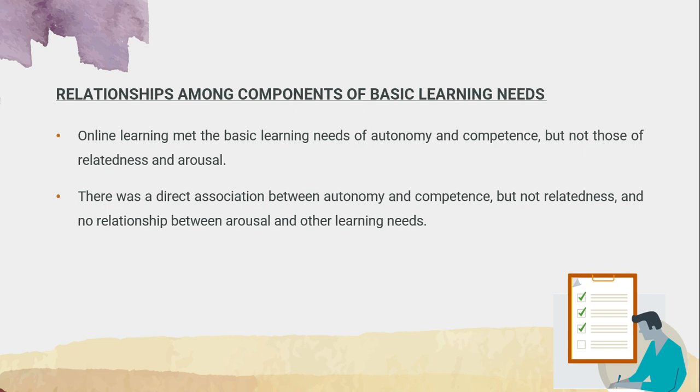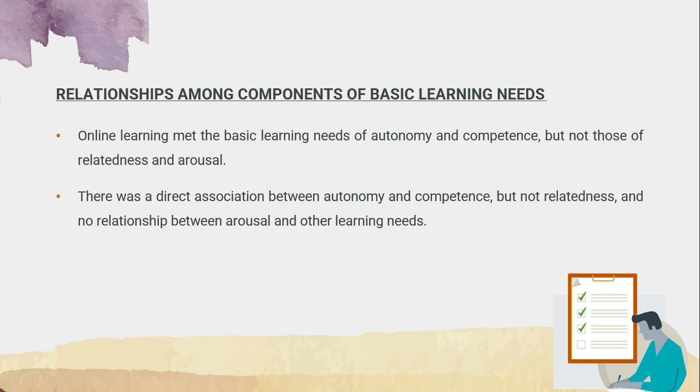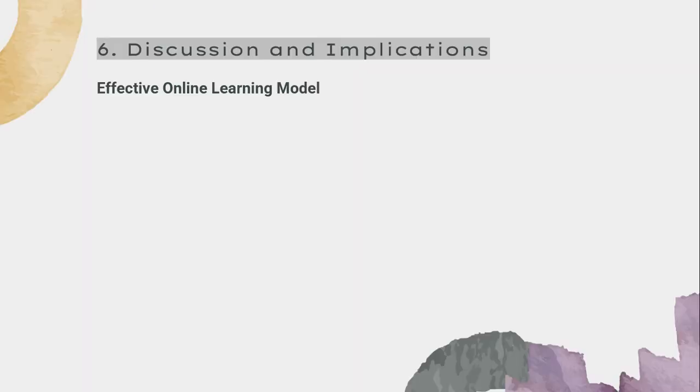Positive and supportive negative arousal, such as stress and control, was discovered to be a catalyst for effective online learning. The implication of the outcomes of this study for learning and teaching in the upcoming unpredictable education setting warrants further discussion. So much for the components of basic learning needs.